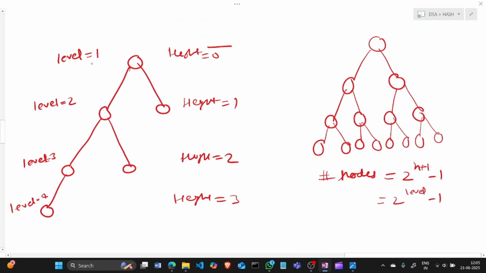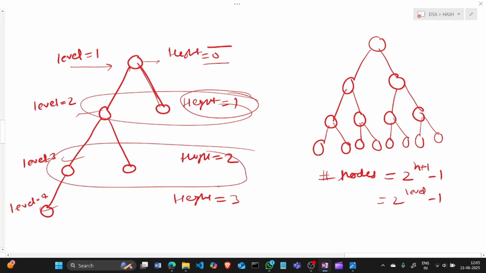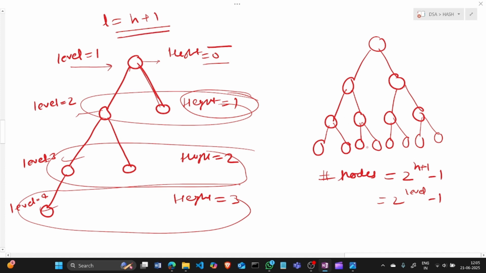Level and height. Level means, if this is the root node, the level for the root node is 1. Level starts from 1, 2, 3, 4. But height for this root node is 0, and we count with the edges. So height is 1 for this level, height for this is 2, and this is 3. So level equals height plus 1, always, or height equals level minus 1. If level is 4, height is 3.